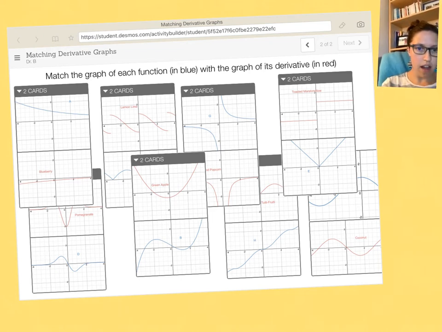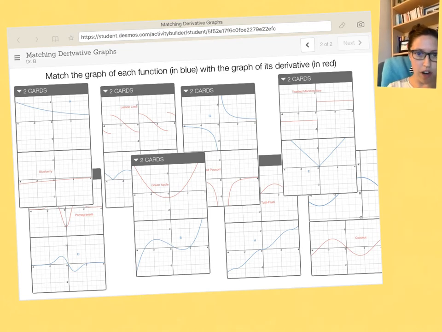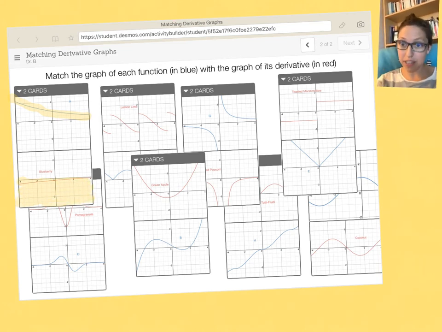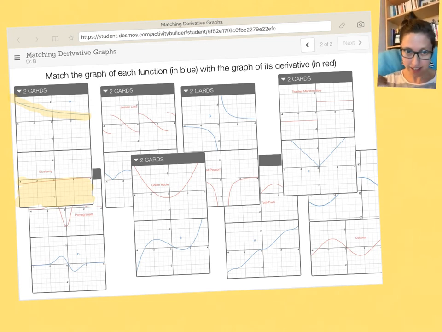All right, let's look at the upper left. So I matched graph A with blueberry. Couple of observations. First, this graph is decreasing forever. That means we are looking for a derivative that only has points on the graph on the lower part of the x-axis, the lower half plane underneath the x-axis. Negative slopes correspond to that decreasing graph.